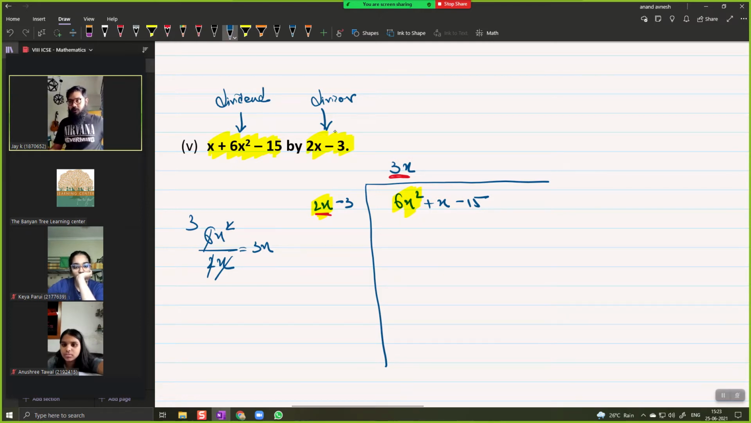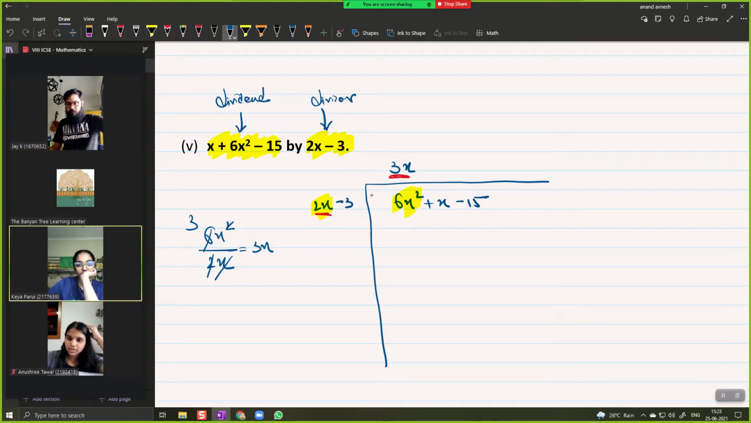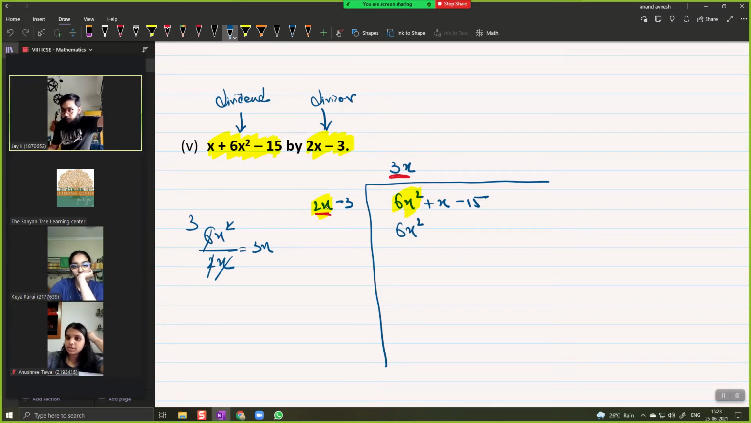Who will tell me the answer? 3x multiplied by 2x. Sir, 6x square. Very good. 6x square. Write the product of the first term of the quotient and first term of your divisor below the first term of the dividend and draw a line like how I did. Put a minus sign over here, little far away.